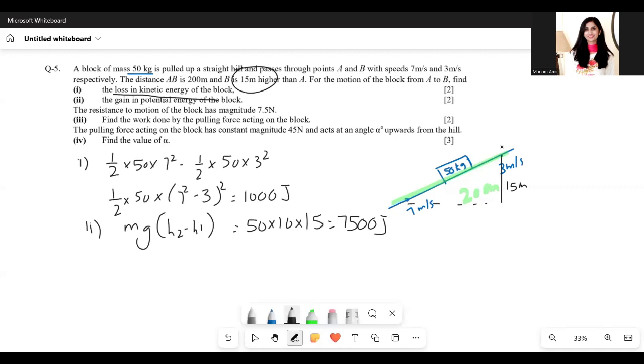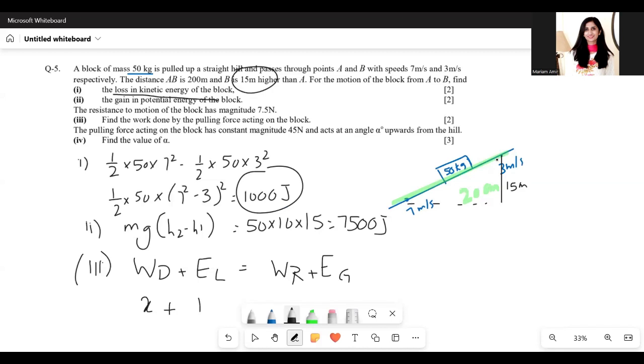Find the work done by the pulling force acting on the string. Now, I'm going to use the equation of conservation of energy, which says work done by driving force plus loss in energy is equal to work done by resisting force plus gain in energy. So the work done by driving force has to be found. Let's call it X, plus the loss in energy. The kinetic energy is lost, so the value was found earlier, 1000, is equal to the work done by resisting force.